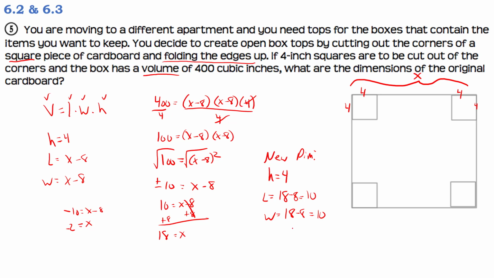So for this, our new dimensions are going to be length times width times height. So we're going to have 10 inches times 10 inches for length and width times our height, which is 4 inches. Those are our new dimensions of that box. All right. Let's do another one.